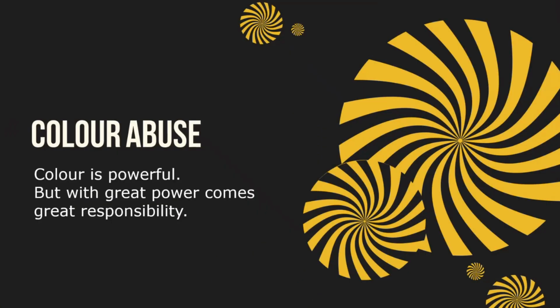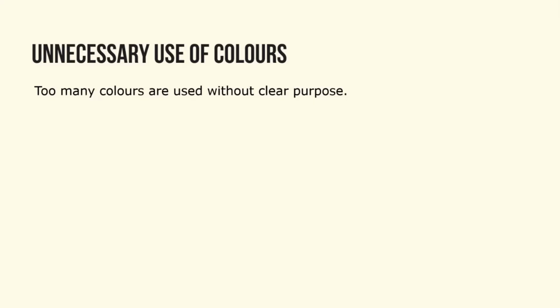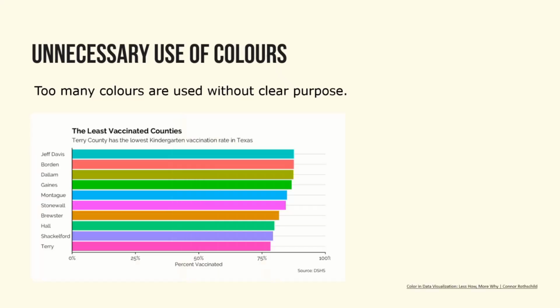Now let's talk about color abuse. So color is powerful, but with great power comes great responsibility. First in line is the unnecessary use of colors. That is when we use too many colors without a clear purpose. And we have here a very good example, this bar chart with the least vaccinated counties. And although each one of the bars is labeled, they also have different colors without a clear purpose.